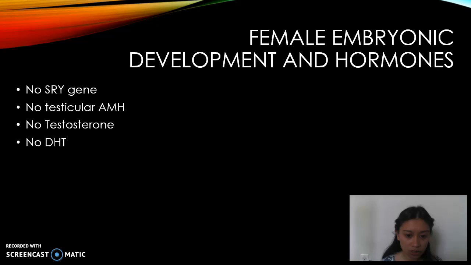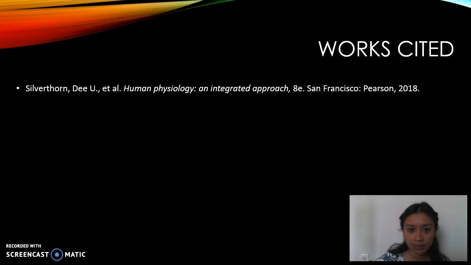And if there is no testosterone, the Wolffian ducts will degenerate. And since testosterone's derivative is DHT, there will be no DHT, and therefore the external genitalia will instead take on female characteristics. And that is the end of my presentation on the determination of gender via genes and hormones.